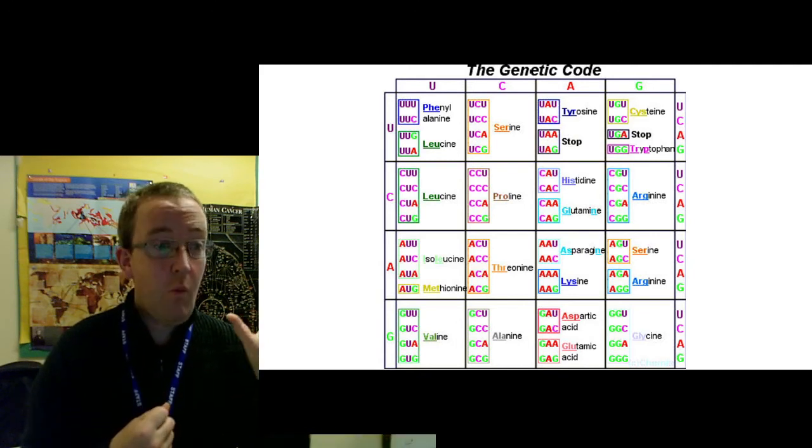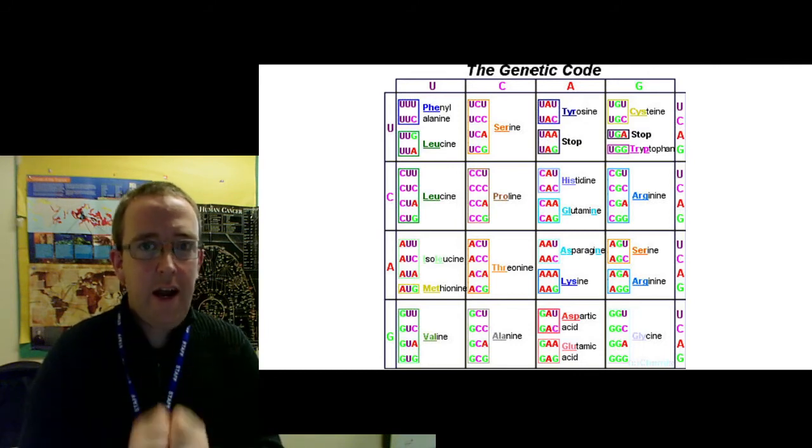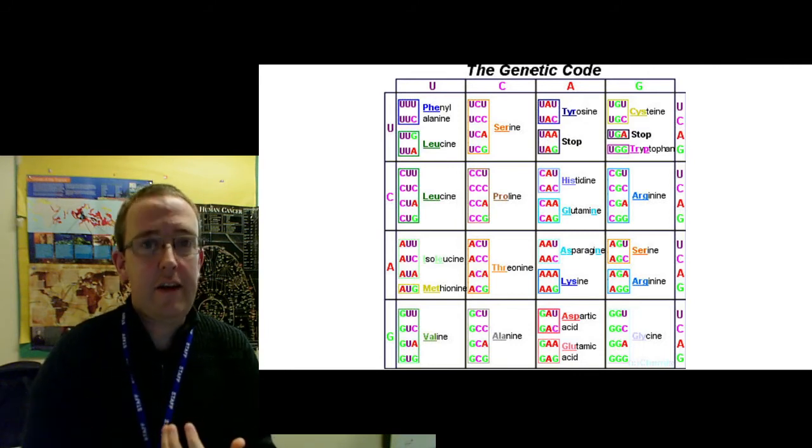You can work out what any stretch of DNA would code for, in theory, and you can edit, you can tweak, and that is genetic engineering.